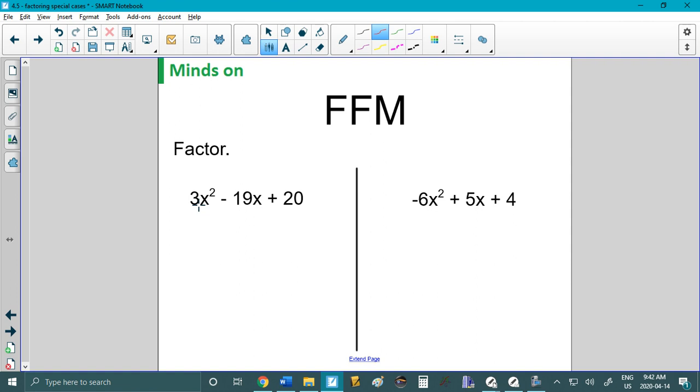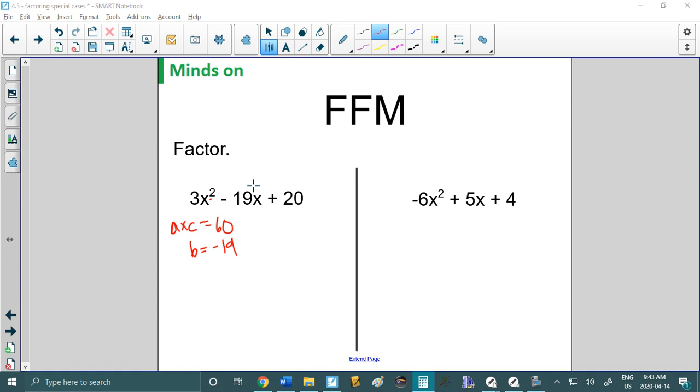All right, so first, we have a number out front, so the first thing we do is we see if this number divides into each of these, because we always want a common factor first. And in this case, the 3 doesn't divide into even the 19, so we can't. So we need numbers. A times C is 3 times 20, which is 60, and B is negative 19. So we need to decompose or break apart this negative 19x into 2 terms. So it could be like negative 9 minus 10. But those 2 numbers need to multiply to 60.